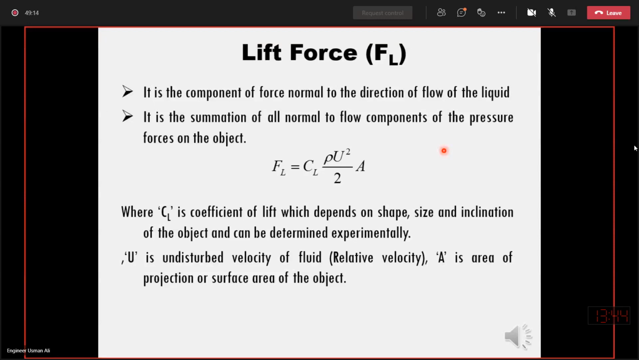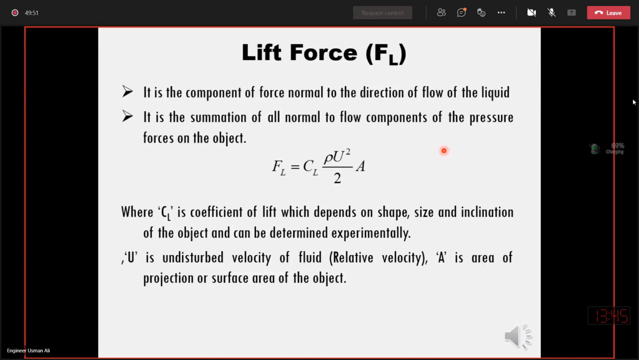It is the summation, how we find it actually, it is a summation of all the normal to flow components of the pressure forces on the object. So if you take the algebraic sum of all the normal to flow forces of the pressure forces, you end up with finding the lift. And experimentally we can determine it.